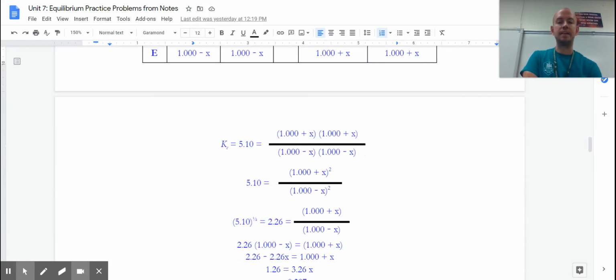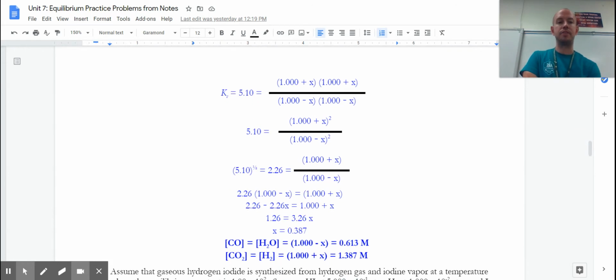That allows me to then come down to my K expression. I plug everything in. Because the coefficients of everything are 1, I don't have any exponents. And on this one, even though it would be a fairly complex one, since it's 2 of the same on the top and 2 of the same on the bottom, it's really 1 plus X squared, 1 minus X squared.